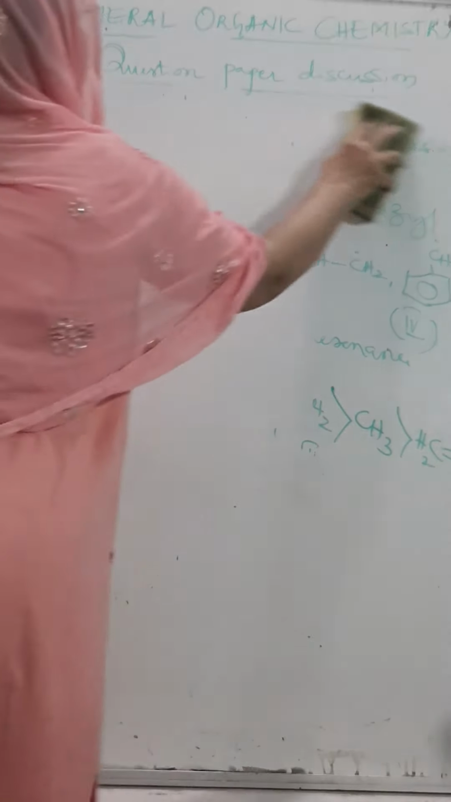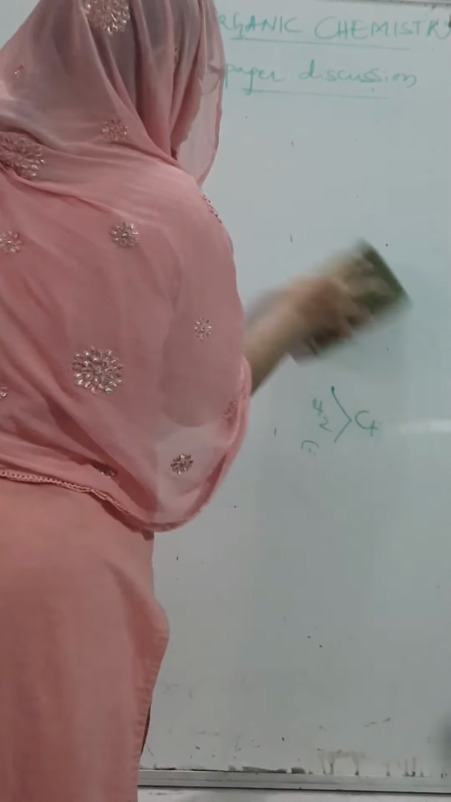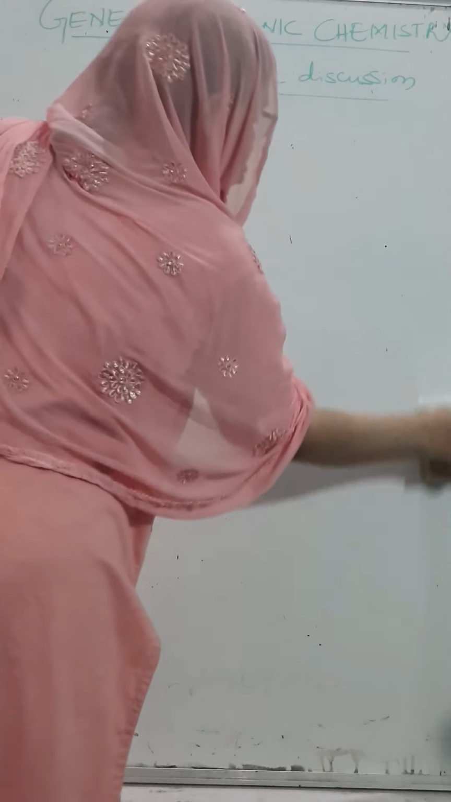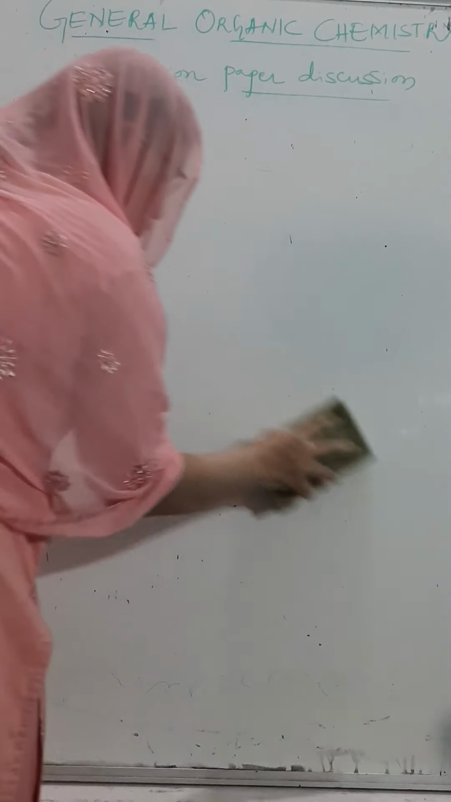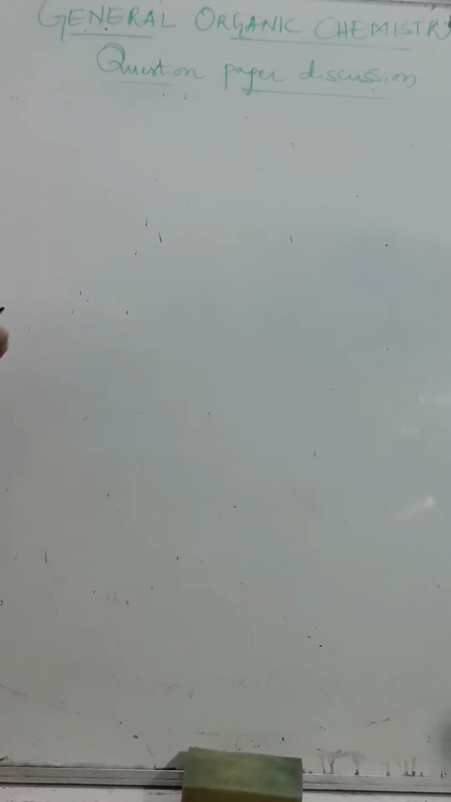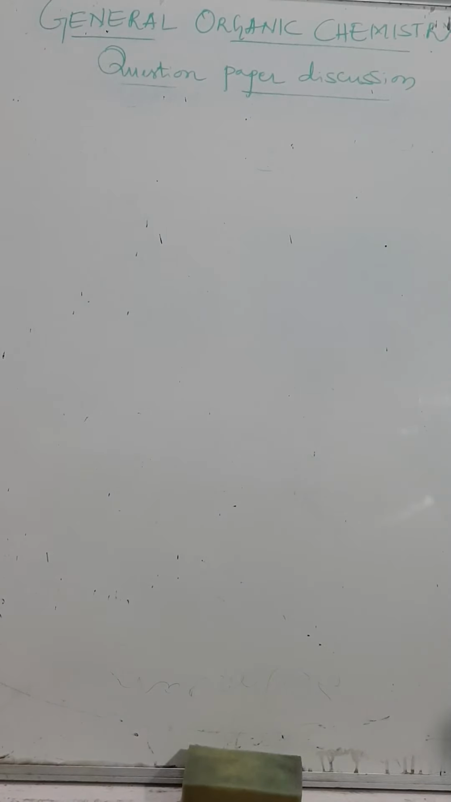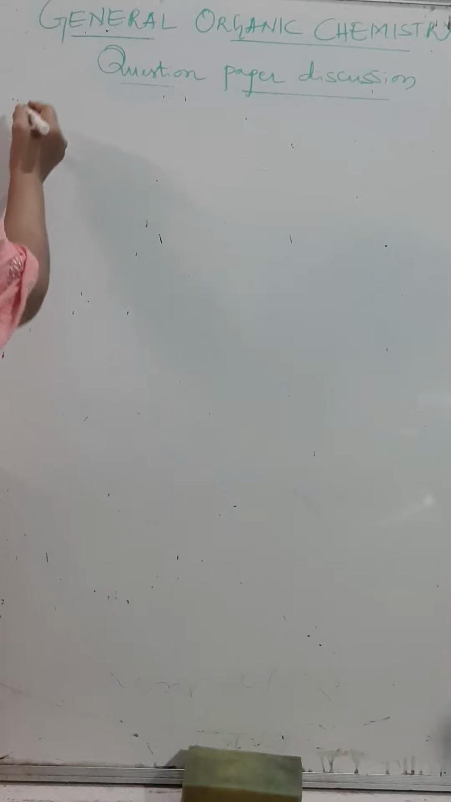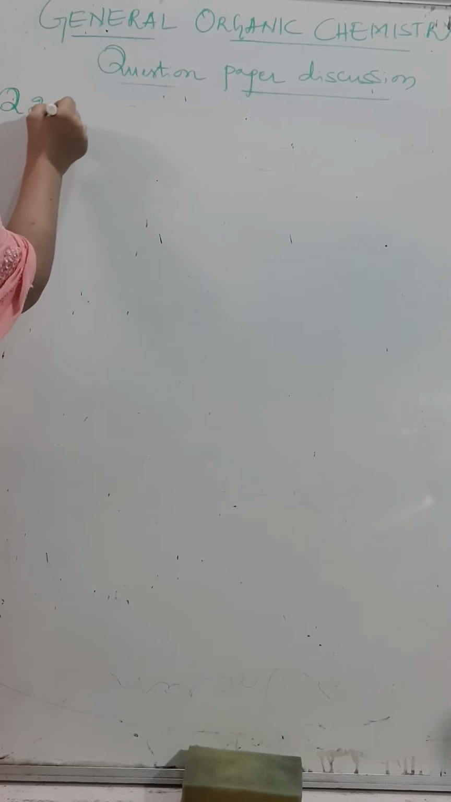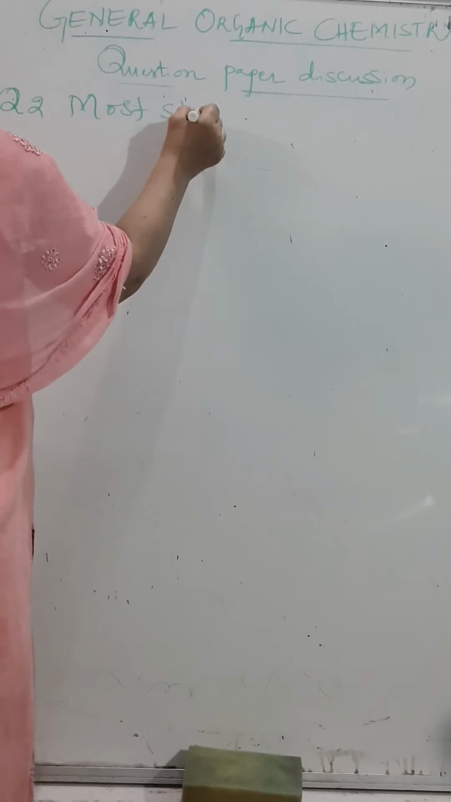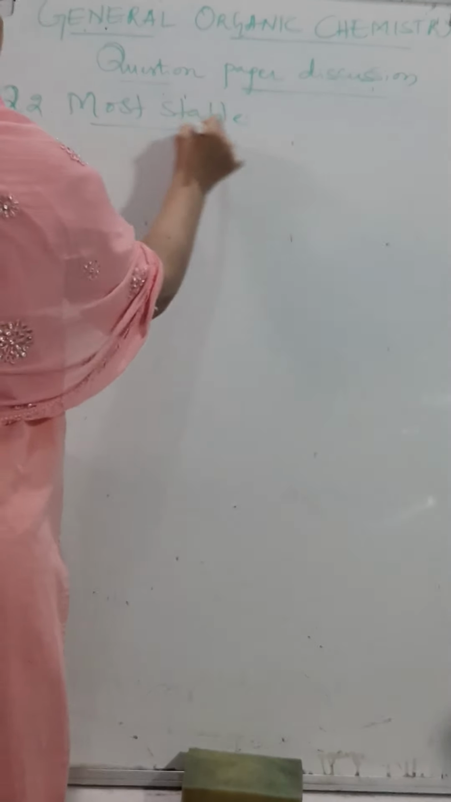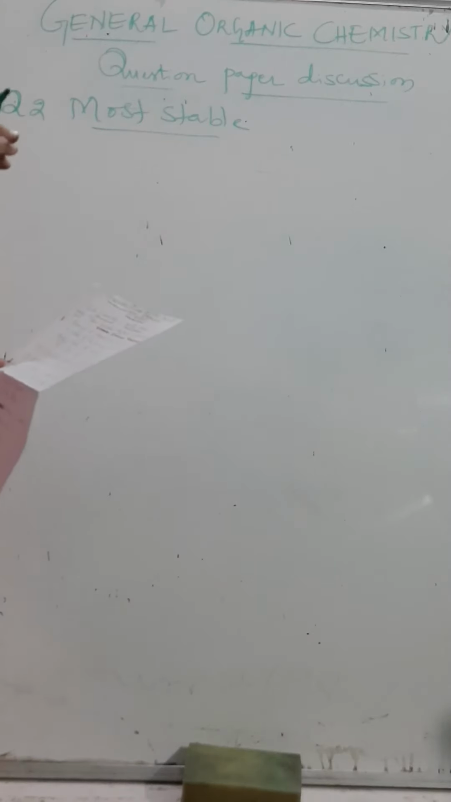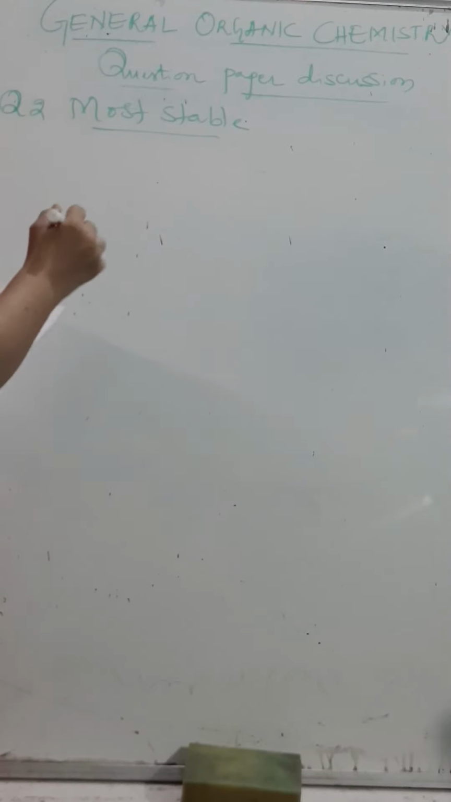We'll move one by one. Remember one thing, before 1 minute we need to select the answer. That's why before going to the question, we should have a clear picture of the question paper. Second question, what have they mentioned? Which of the following is most stable? Question number 2: which of the following is most stable? They have given 4 molecules, 4 options over there.